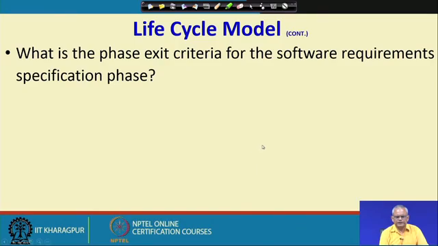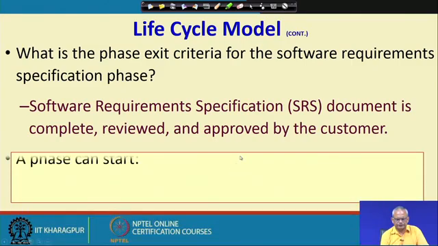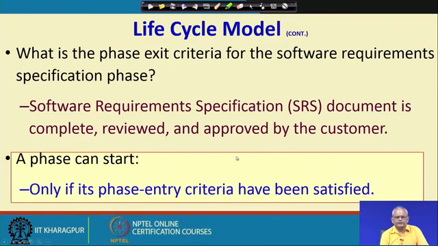The exit criteria for the requirement specification phase is that requirements should have been gathered, analyzed, documented, and internally reviewed by the team members, all errors in the requirements must have been corrected, and finally, the customer should have approved the requirements. A phase can start only after the phase entry criteria have been satisfied.